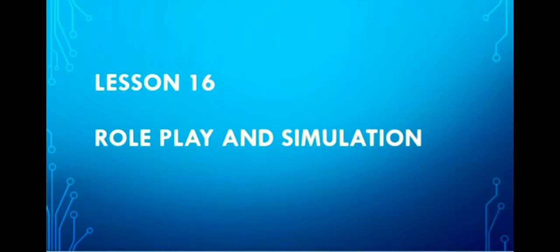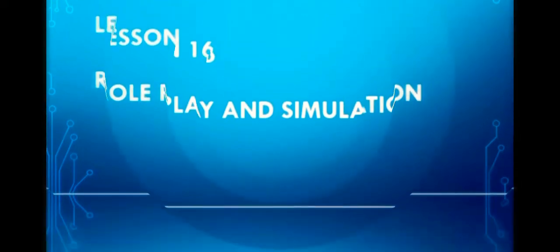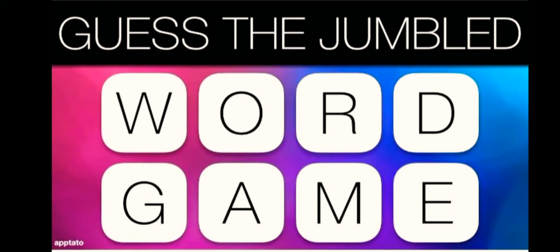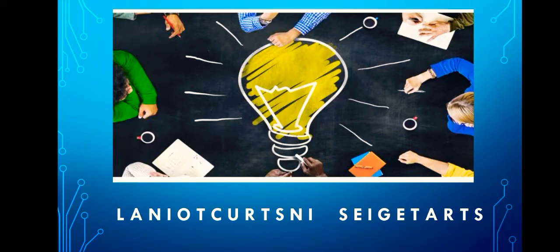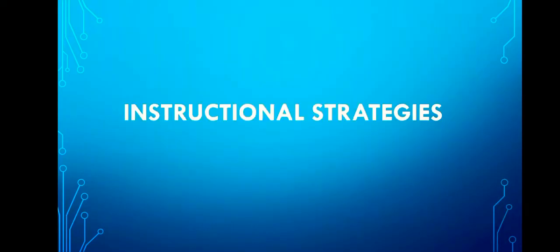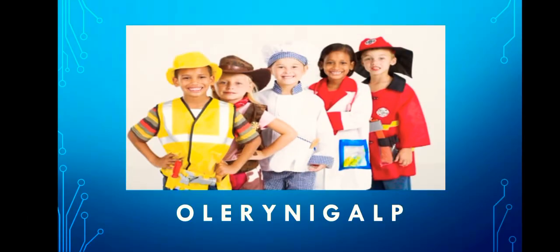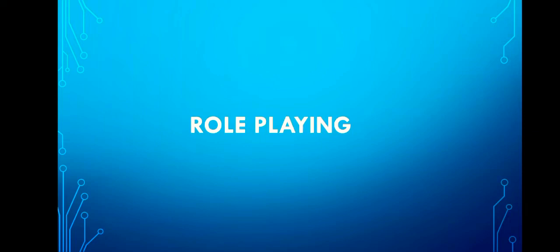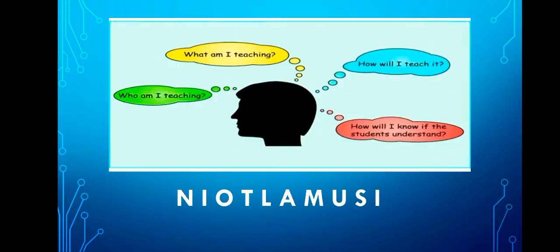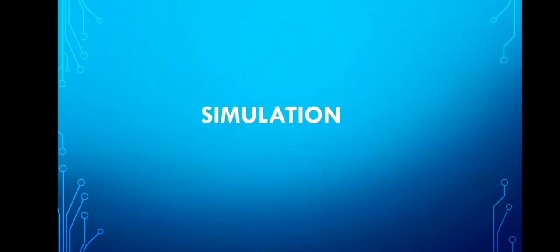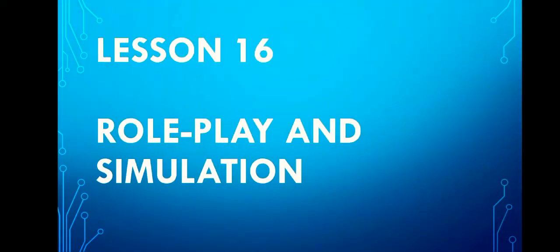But before we start, I prepared a motivation or energizer to get ourselves ready. The game is called Guess the Jumbled Letter or Word Game. I'll give you 3 seconds to guess the word. So let's start. 1, 2, 3. Correct. Instructional strategies. Next. 1, 2, 3. Correct. Role playing. Then the last one. 1, 2, 3. You've got it all right. Let's move on to our topic.